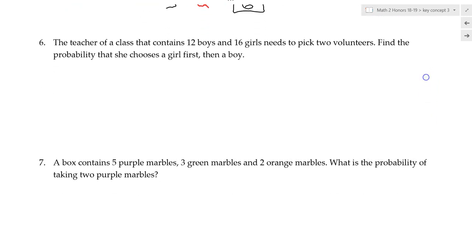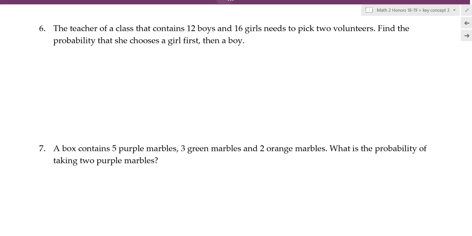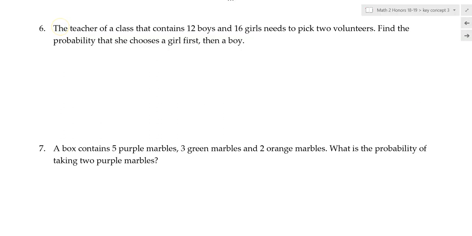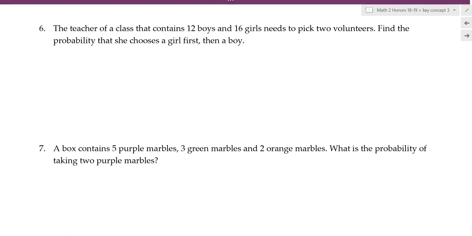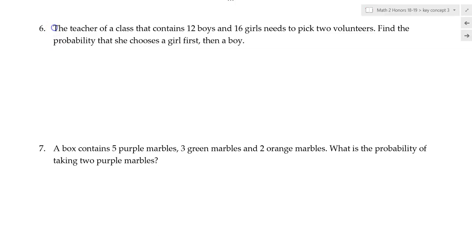All right, let's look at number 6. The teacher of a class that contains 12 boys and 16 girls needs to pick 2 volunteers. Find the probability that she chooses a girl first, then a boy. I need 2 different volunteers. When I pick my first volunteer, everyone's still available. Now I have that first person, and I go to choose a second volunteer. I cannot choose that same person again. Therefore, my total number of outcomes is going to change, and therefore, this is dependent.